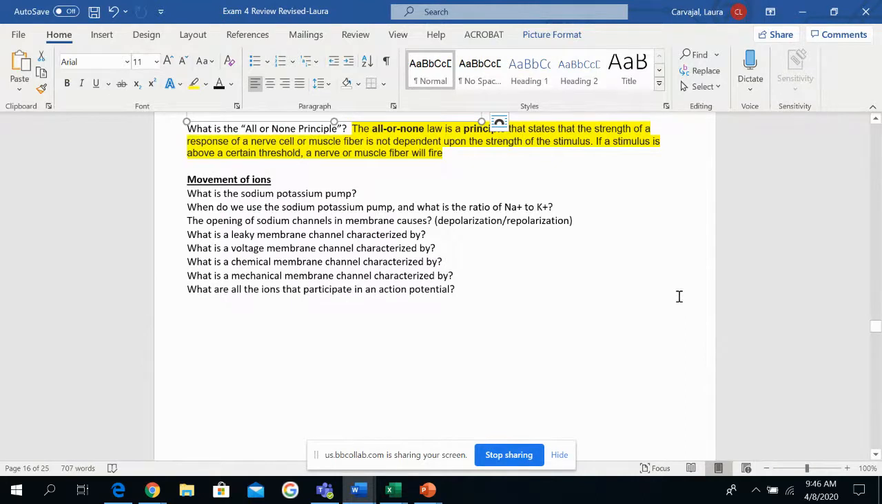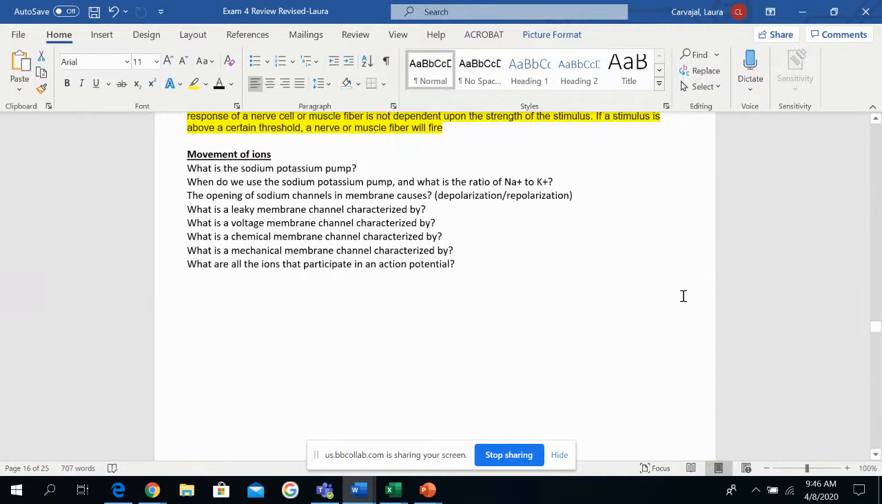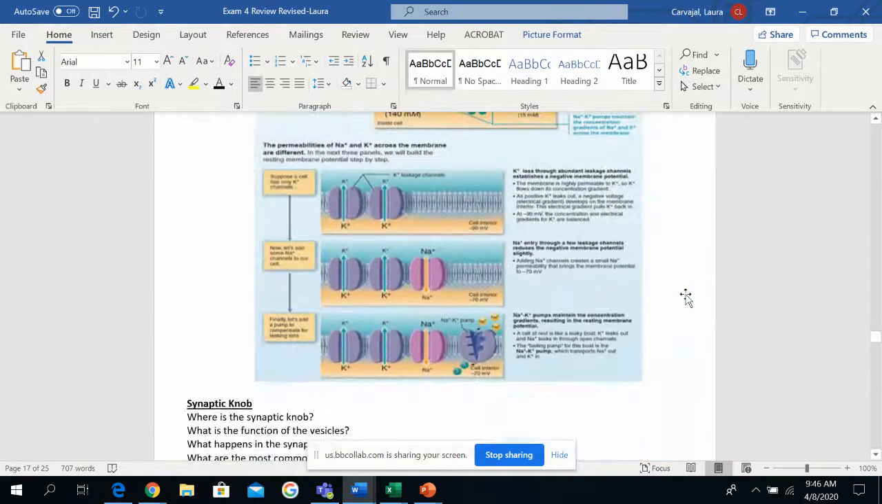What is the sodium potassium pump? When do we use the sodium potassium pump? What is the ratio of sodium to potassium? Okay, so the sodium potassium pump is this pump right here. There are three.